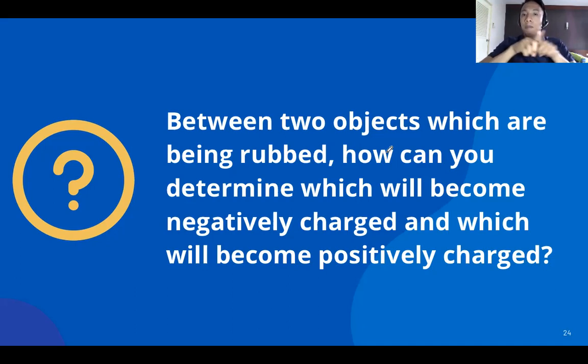Pinag-rub ko sila. Okay? I rub them. And then, na-transfer dito is 2 electrons. So, magiging 5 electrons and 3 protons. So, dito nabawasan ang 2. So, malalaman mo kung sino ang magiging negatively charged at magiging positively charged. Kapag sumobra yung number of negatively charged dito, ibig sabihin, ito yung negatively charged now, ito na yung magiging positively charged. Okay?